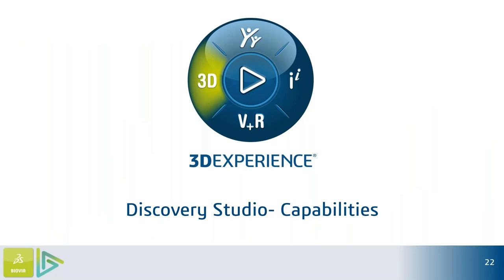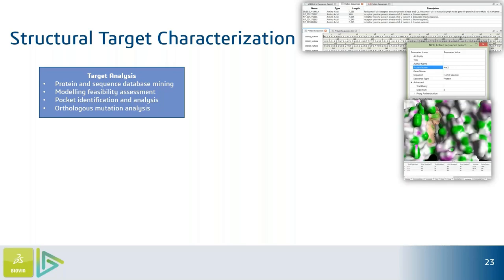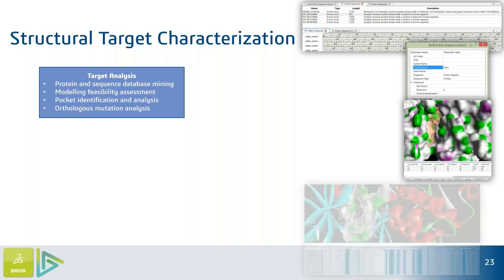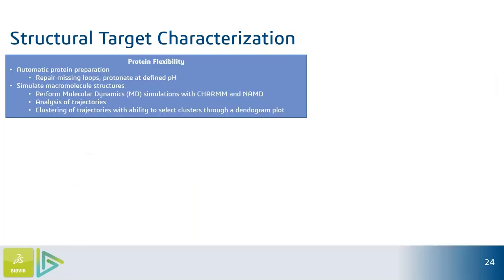I'm going to talk more in detail about the capabilities and what could be done with Discovery Studio. Starting with structural target characterization, we have many types of analysis that you can use to study your targets. For example, protein and sequence database mining, especially with the extreme increase in biological data that cannot be processed with traditional data analysis techniques. You can use our clustering analysis, modeling feasibility assessments, pocket identification and analysis, as well as mutation analysis.